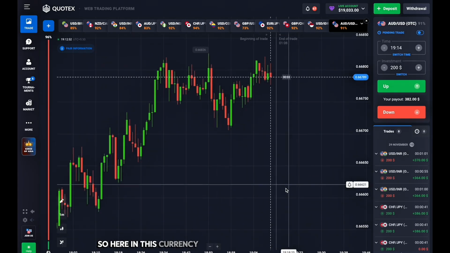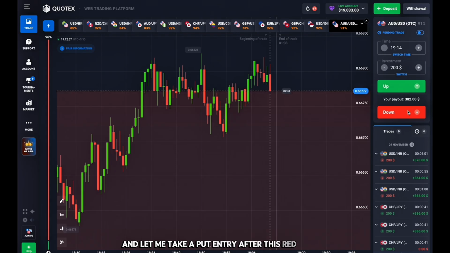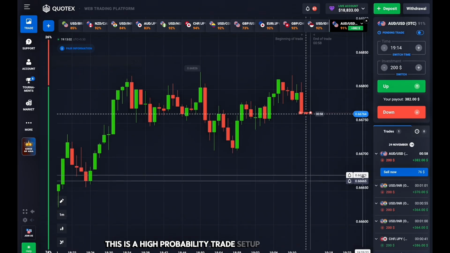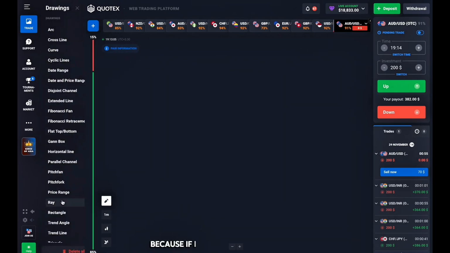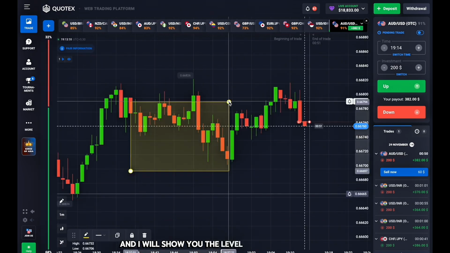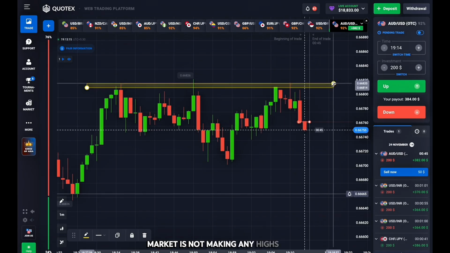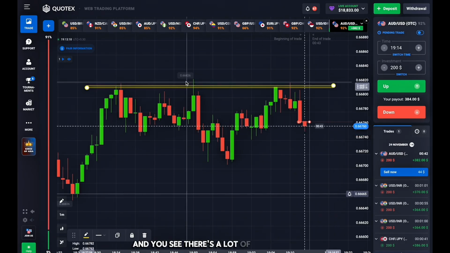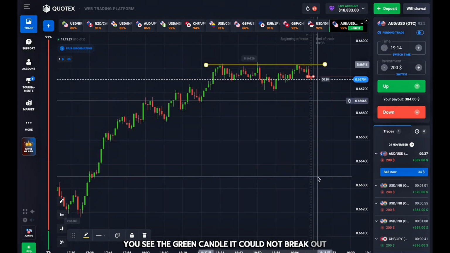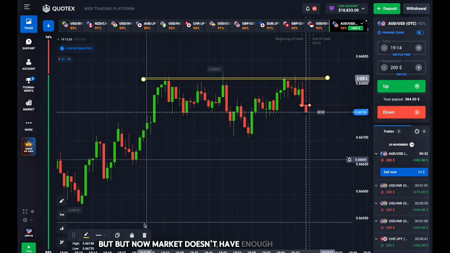So here in this currency pair, there's a lot of sweep going on, and let me take a put entry after this red candle and I'll explain the logic behind this trade. This is a high probability trade setup. Why am I saying that? Because if I take a rectangular box and show you the level here at the very top, the market is not making any highs. And you see there are a lot of wicks going on. This is a liquidity sweep. You see the green candle, it could not break out, and again there was one sweep. Though the major market trend is up, now the market doesn't have enough strength to go up.